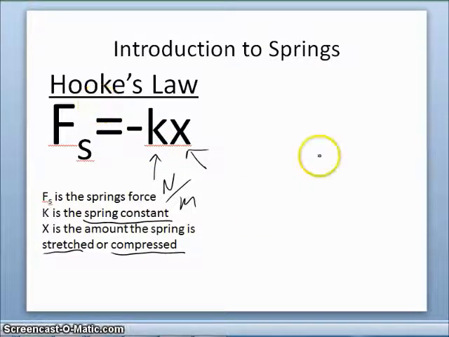The thing about this law that's really interesting is that it has this negative sign here. And this negative sign indicates that the spring's force will always be in the opposite direction of its displacement. So if you compress a spring, this negative sign tells us that the force the spring generates will be back in the direction that you compressed it. And if you stretch a spring, this negative sign says that the spring wants to return back to the position you stretched it from, right? So let's look at that a little deeper.